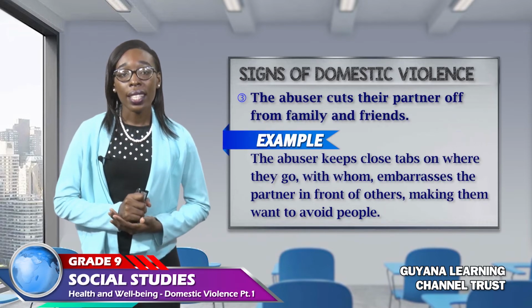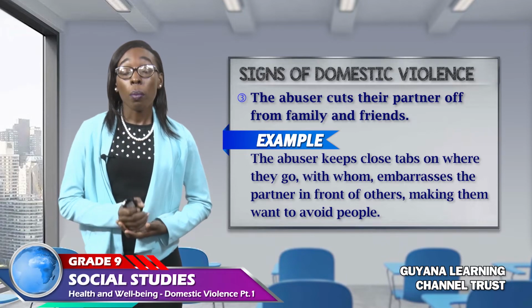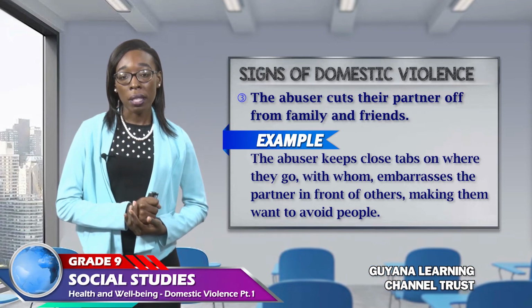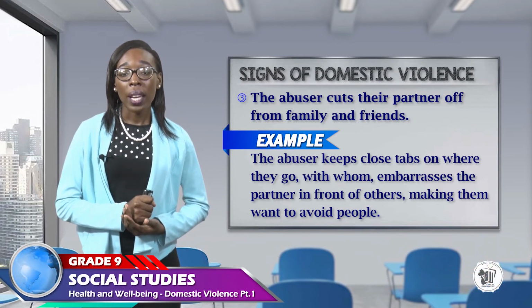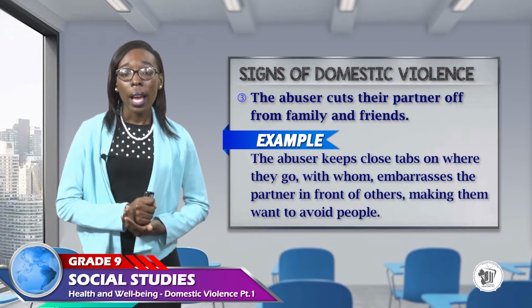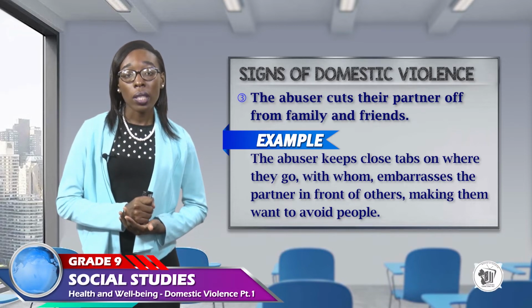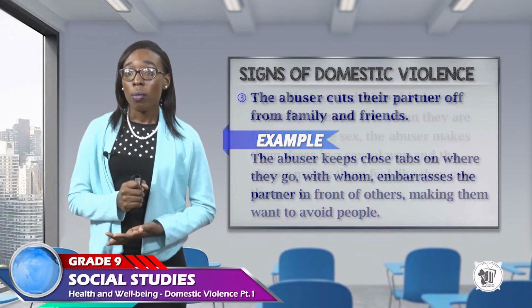The third sign is that the abuser cuts their partner or the family member off from other family members and their friends. This is done by keeping close tabs on where they go and with whom they go, and embarrassing them in front of others and making them want to avoid people.